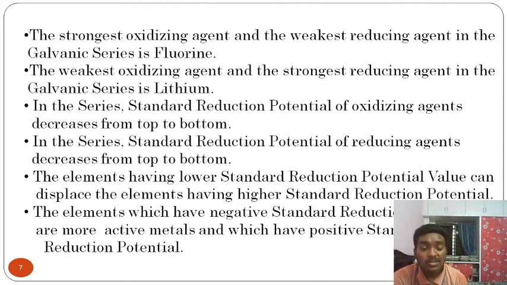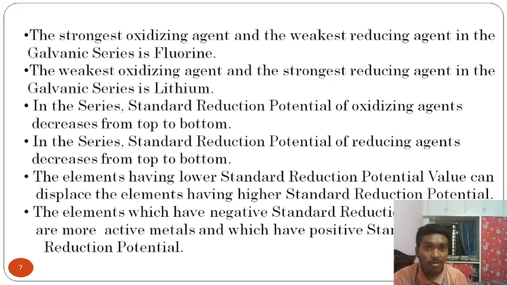The elements which undergo oxidation are known as reducing agents. The elements which undergo reduction are known as oxidizing agents. The elements which reduce other elements are known as reducing agents, and the elements which oxidize other elements are known as oxidizing agents. The elements having lower SRP value, standard reduction potential value, can displace the elements having higher standard reduction potential value.